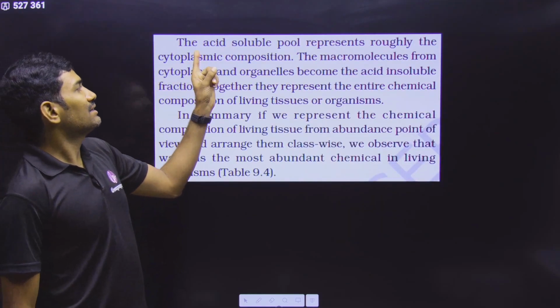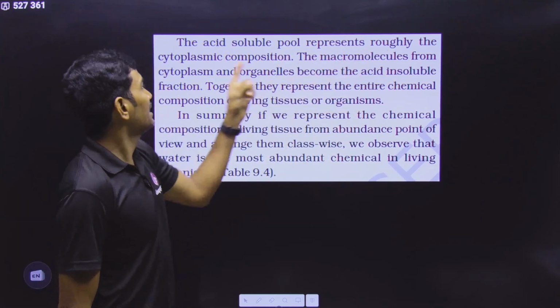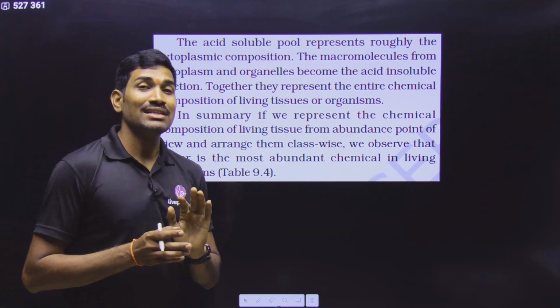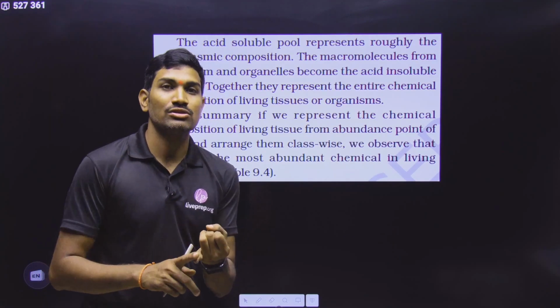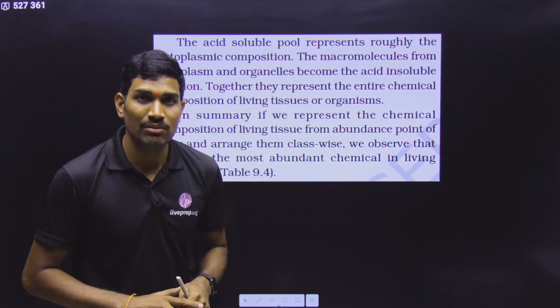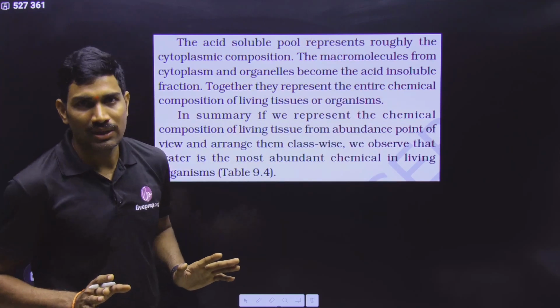Next paragraph. The acid soluble pool represents... So what is present in the acid soluble pool? It represents roughly the cytoplasmic composition. Why are they saying roughly cytoplasmic? Because even in the cytoplasm some proteins and carbohydrates are present, and they will go into the acid insoluble fraction. So that's why the acid soluble pool roughly represents the cytoplasm.